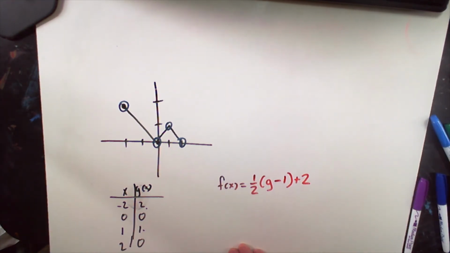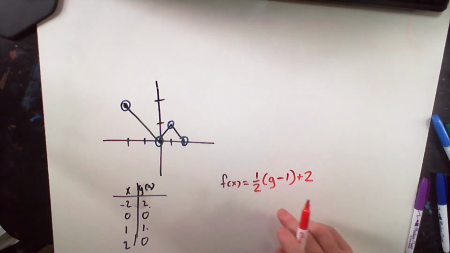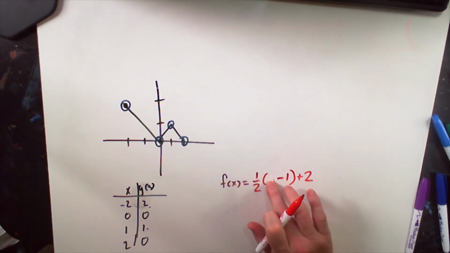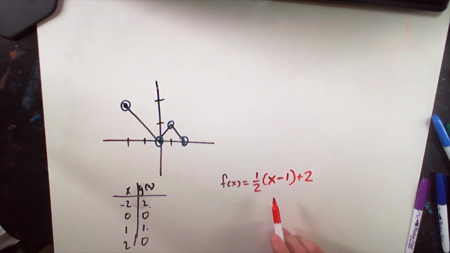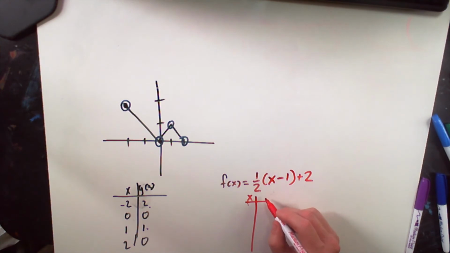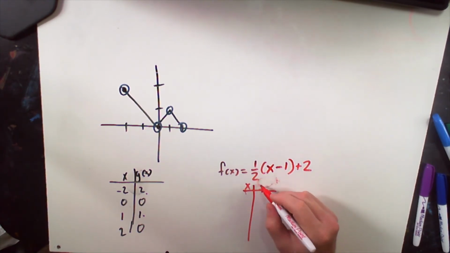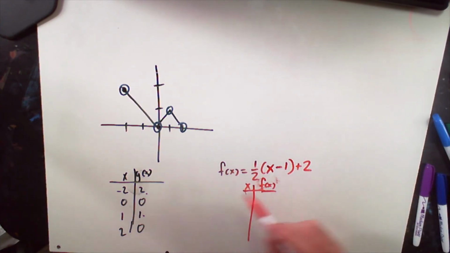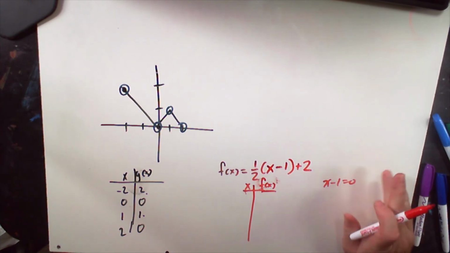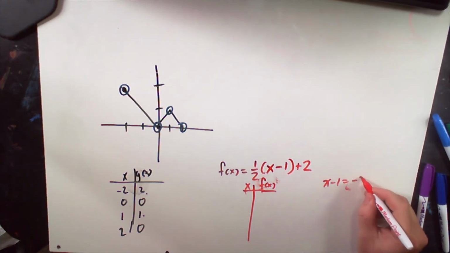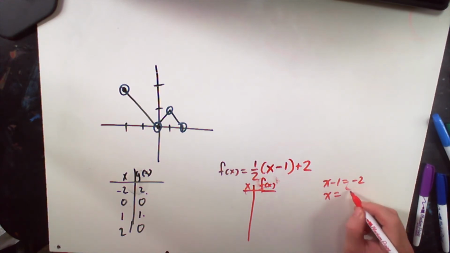This is the first time we've seen an example where we have something done to the horizontal and the vertical both. So what we need to do is just work them individually, right? Work the x and the g of x separate. So here's what I mean by that. New x, old x. So x minus 1 equals negative 2. X equals negative 1.